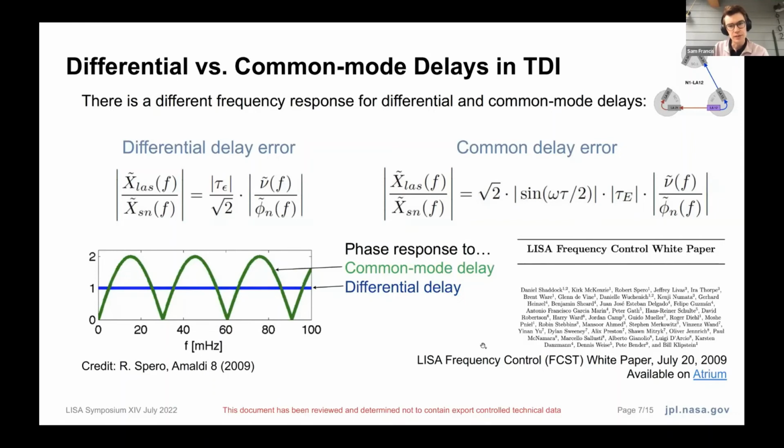A lot of this analysis was initially inspired by this LISA frequency control white paper, also from 2009. For anybody working on TDI now, if you haven't seen this paper, it's still very relevant to a lot of the discussions and has a good look at a lot of the practical sides of TDI. So I'd recommend checking it out. There's a link to the paper on Atrium, which hopefully you can follow if these slides are made available at some point.